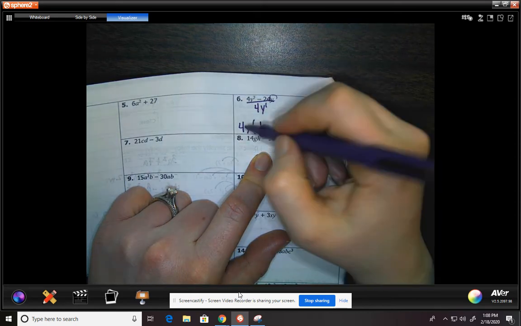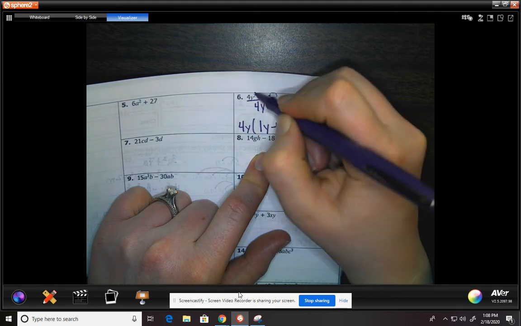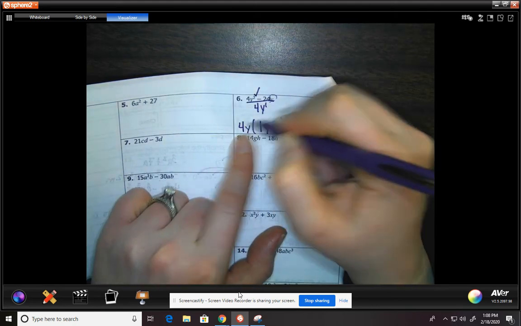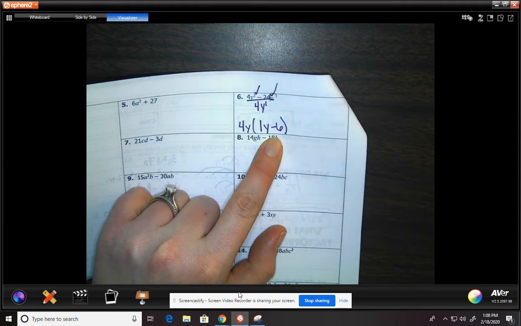So now if I distribute 4y times 1y, that gives me 4y squared, and 4y times negative 6 gives me negative 24, and I keep the y. So I'm back to where I started.